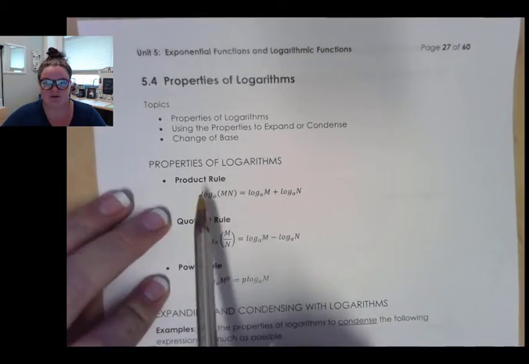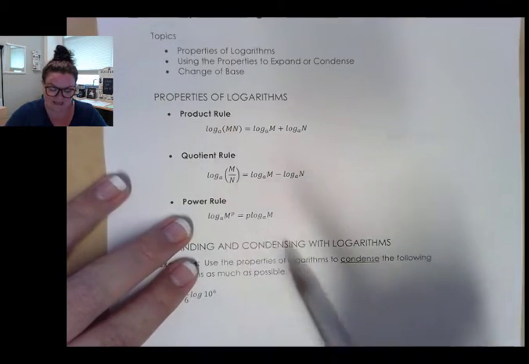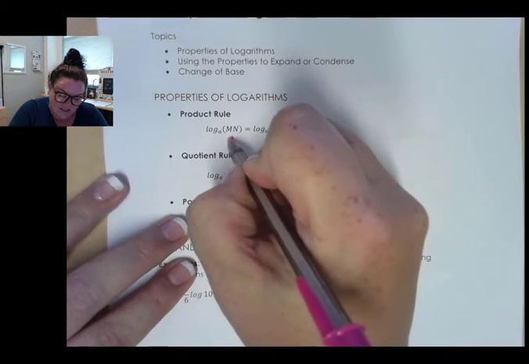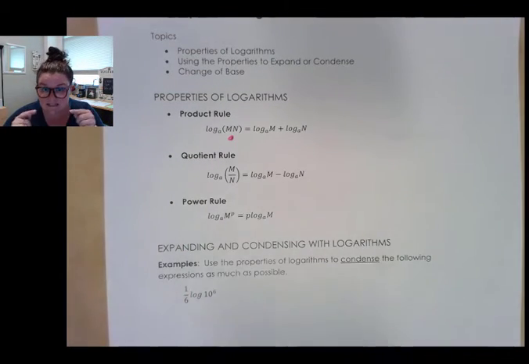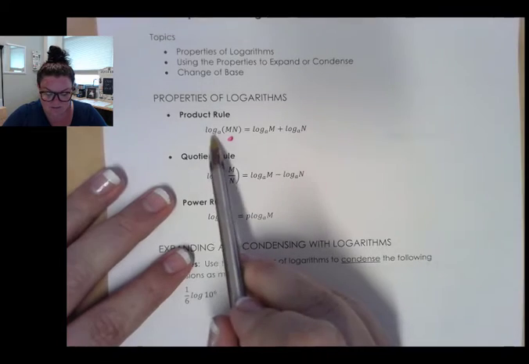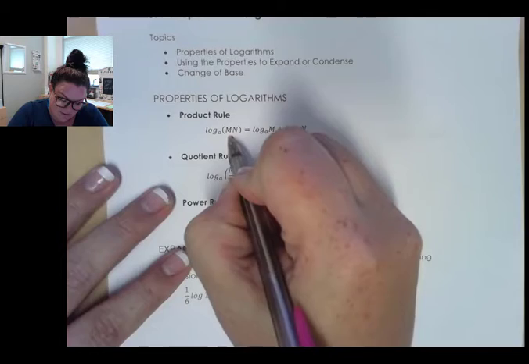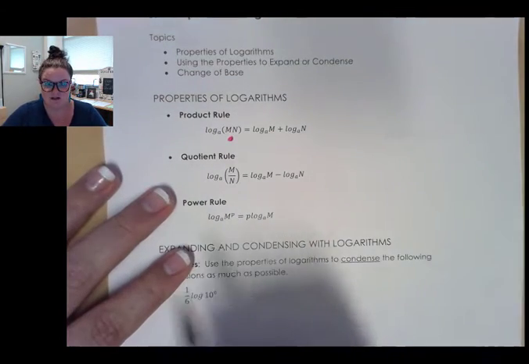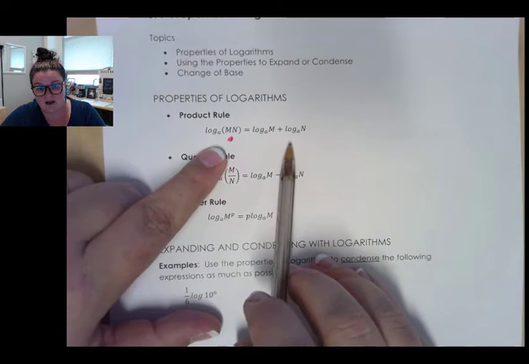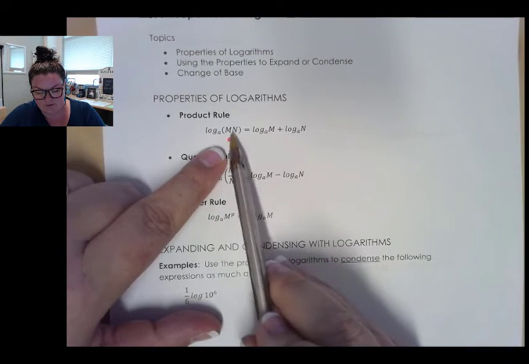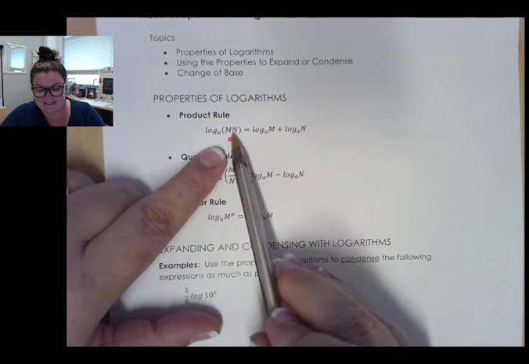So, properties of logarithms, I went ahead and just wrote them out for you. The product rule says that if there is a multiplication inside the log, not outside, inside the log, meaning you have log base A of something being multiplied, which I'm just going to write as a multiplication dot, you can separate that into two separate terms. So we do log base A of the first factor plus log base A of the second factor.